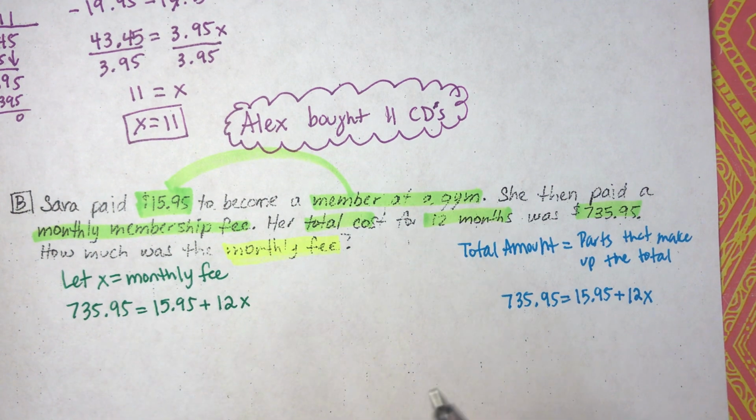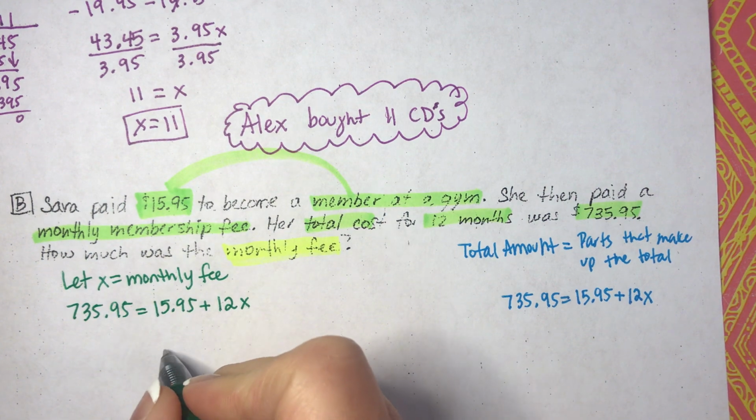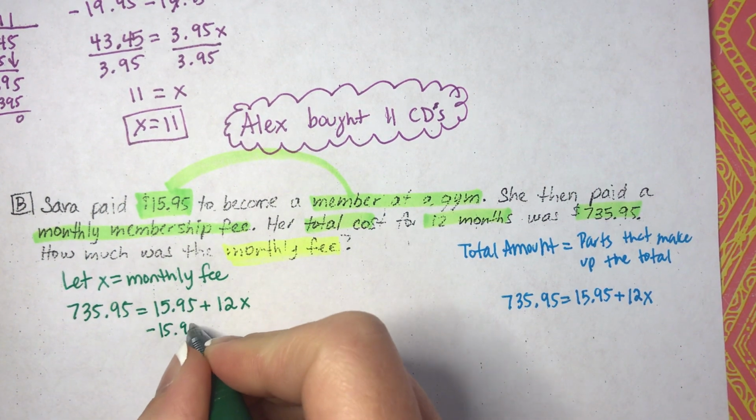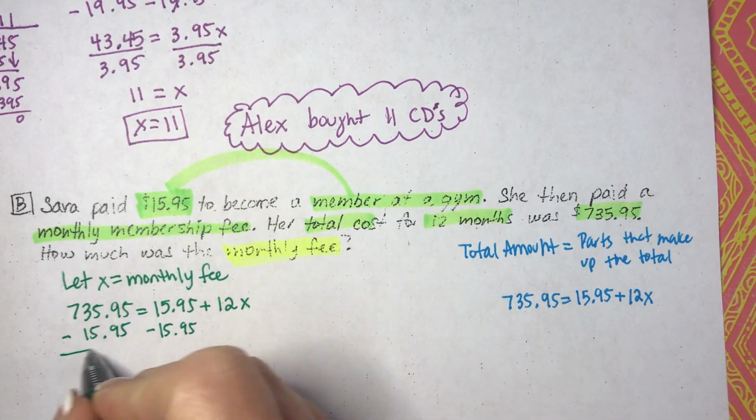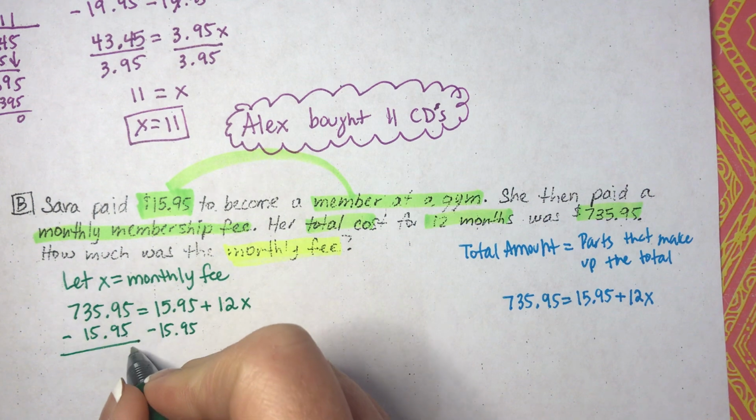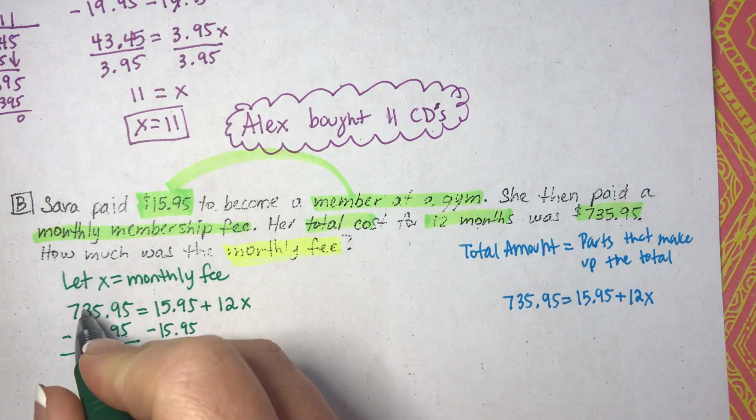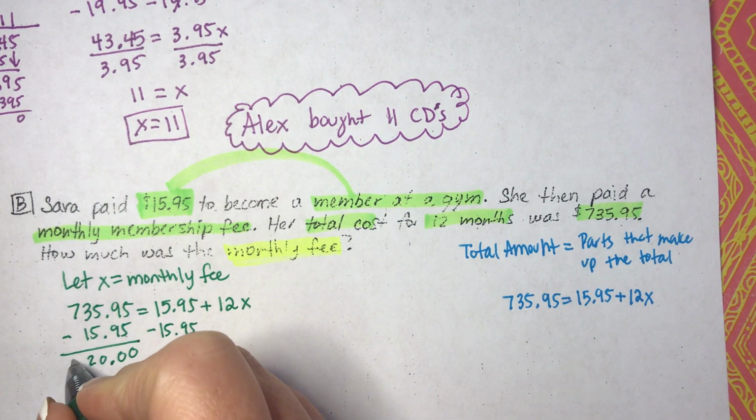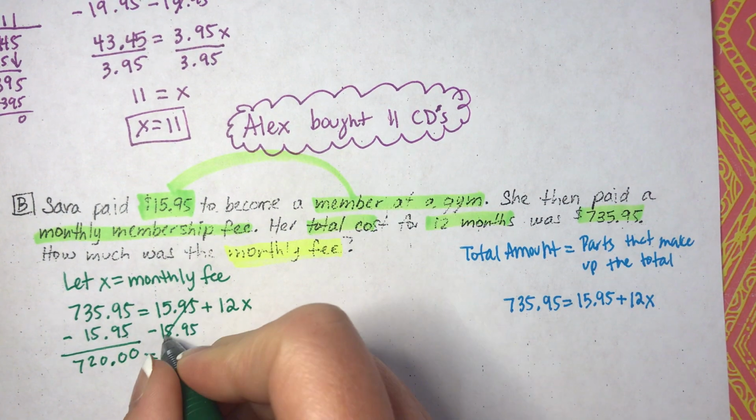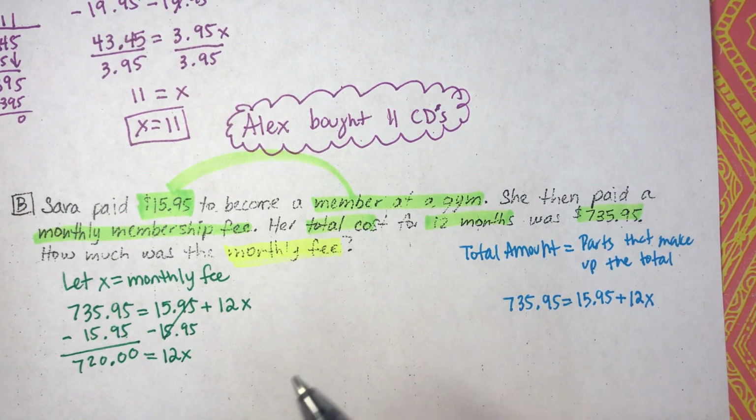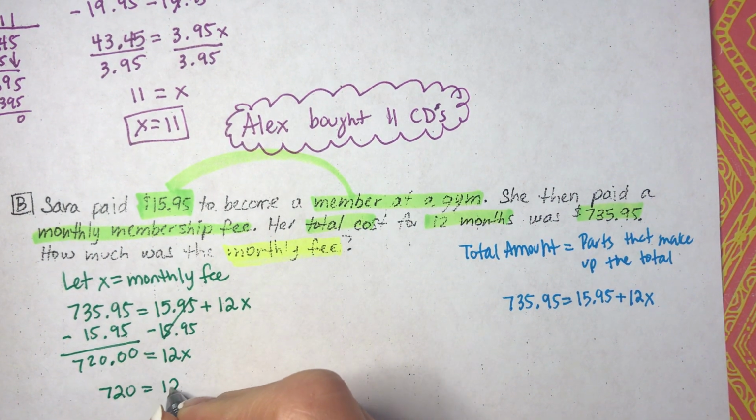So this is a two-step equation. First, we have to figure out what X is, but we have to get rid of this number on the outside. So we're going to do the inverse operation, which would be subtraction to both sides. And this is nice. 5 take away 5 is 0. 9 take away 9 is 0. Put that decimal down. 5 take away 5 is 0. 3 take away 1 is 2. 7. Okay. So those cancel, and I'm just going to rewrite this: 720 equals 12x.